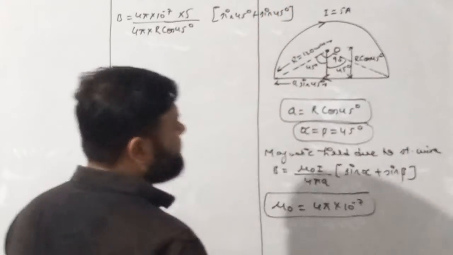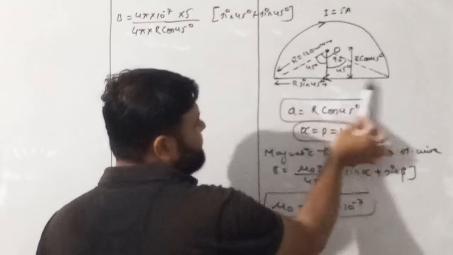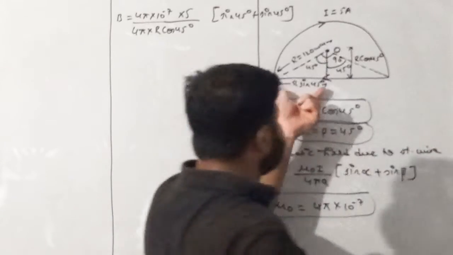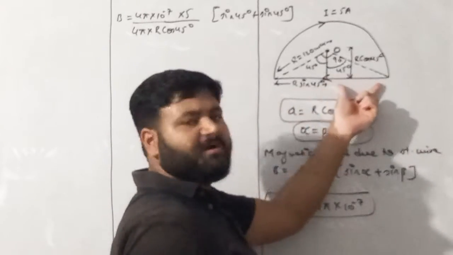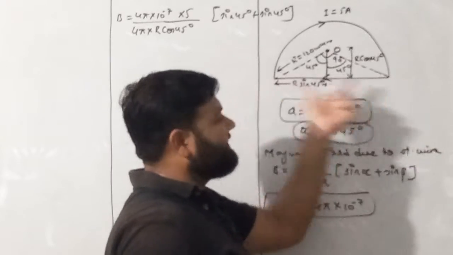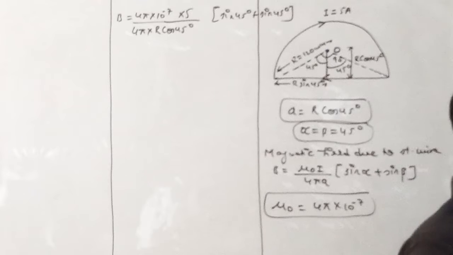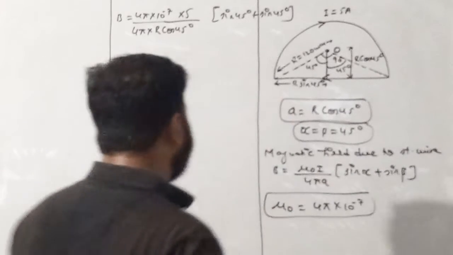See my dear student, I am considering this as a straight wire of finite length, because this is R sin 45 and this is also R sin 45. So the length of this wire is given, and if the length is given, then we know that the wire is considered to be of finite length. Moving forward, 1 by root 2 is what sin 45 is.